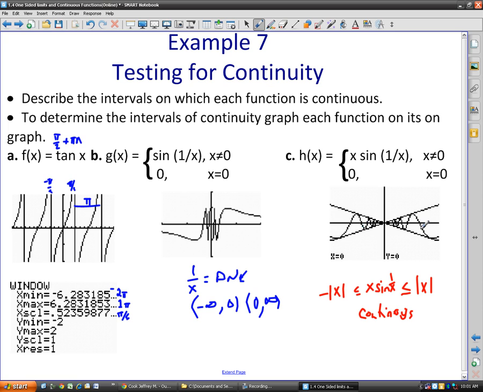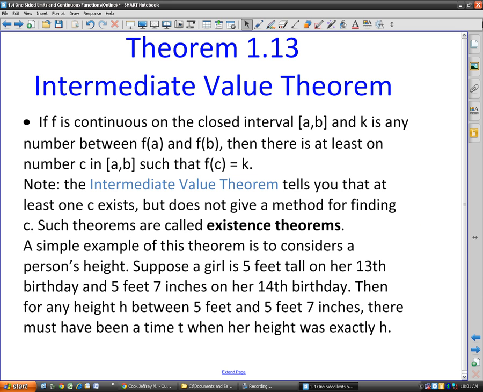So then we have the intermediate value theorem, and you can go ahead and read this. The intermediate value theorem basically says that if you have a continuous function, then there is some point in between the two endpoints you're looking at that this function must have crossed. My example here is that a girl's 5 feet tall on her 13th birthday and 5'7" on her 14th birthday. Somewhere between her 13th and 14th birthday, she had to be 5 feet 5 inches. That's all this is talking about.